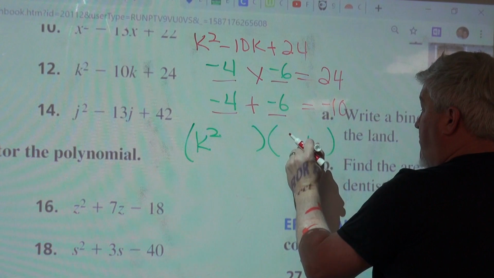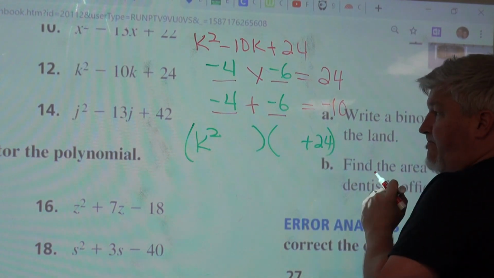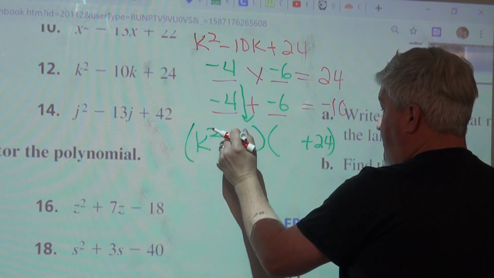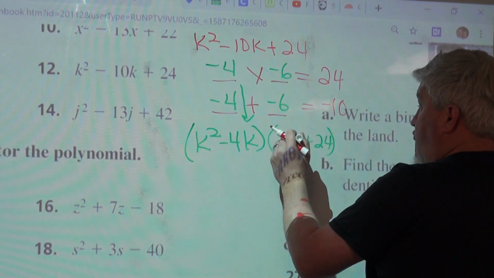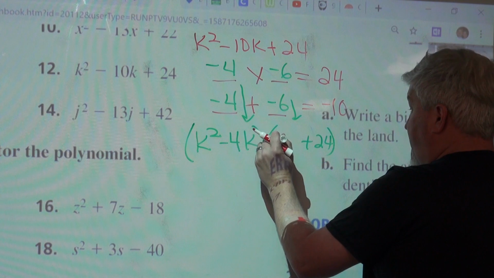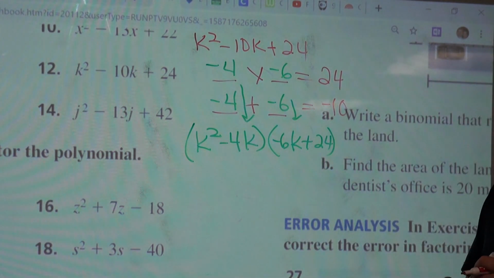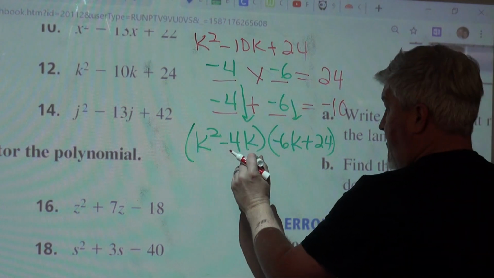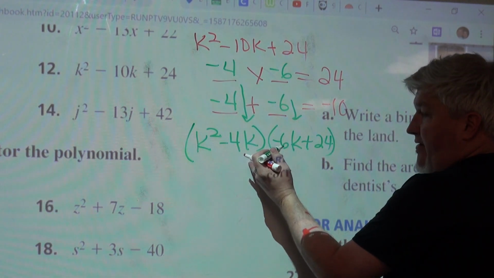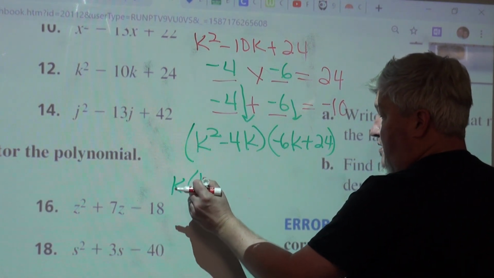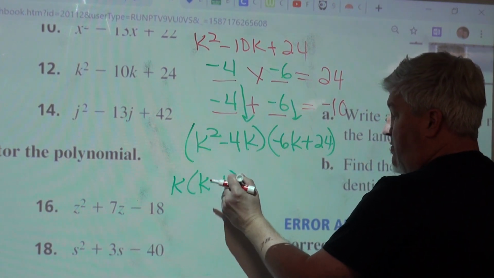Okay? So now we make our brackets, bring down our first term into the first position, bring down our last term into the last position. Drop the first number down with the sign and add the variable. Drop the second term down with the sign and add the variable. Okay, and now we just need to factor. K squared minus 4k. K is the common factor. Leaves you with k minus 4.